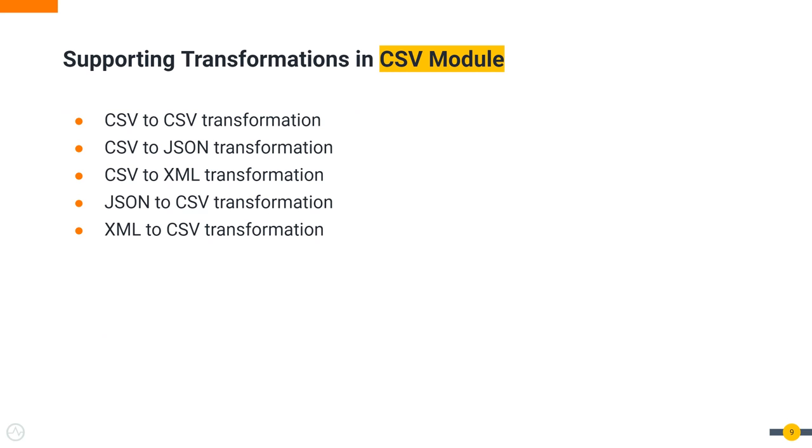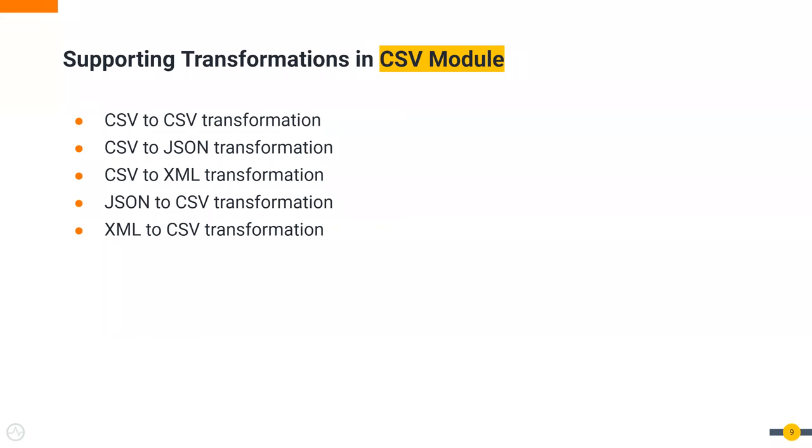If you have a CSV payload, then we can transform it to another CSV payload, which we can do easily with the CSV module. Also, if you have a CSV payload, we can convert it very easily within a few steps into a JSON payload. And if you have a CSV, we can easily convert it to an XML. It's very similar to the JSON conversion. And the vice versa is also supported.